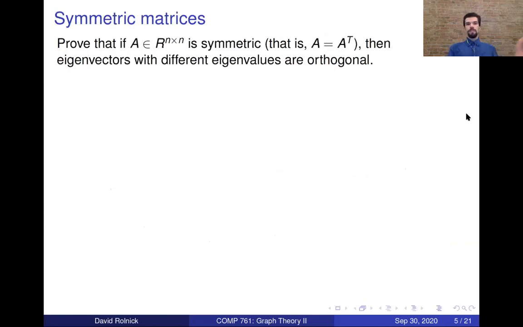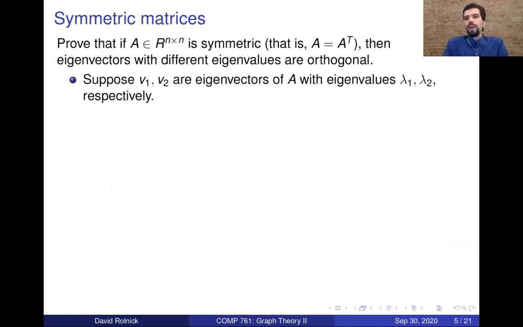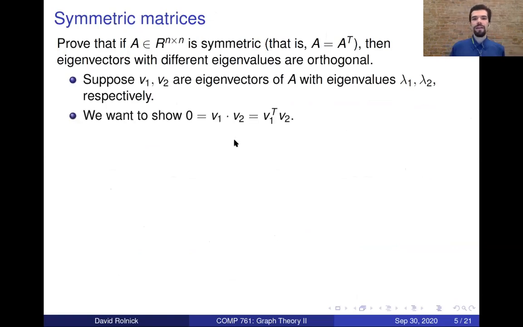Okay, let's go back to this. Suppose that the matrix is now symmetric. Show that the eigenvectors with different eigenvalues are actually orthogonal. Suppose we have a couple of eigenvectors with different eigenvalues. Remember, orthogonal means that they are perpendicular. That's just a fancy way to say it. Another way to say the same thing is that the dot product is 0.